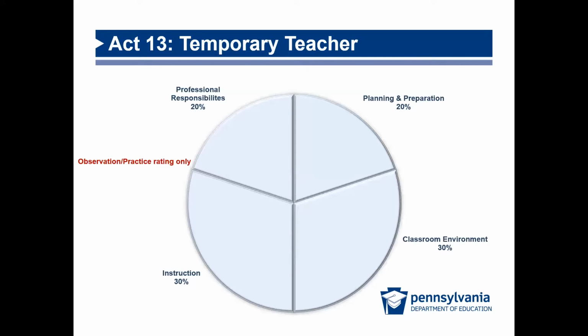With Act 13, we have 100% observation and practice. You'll notice the absence of building level score, LEA selected measures, and also teacher specific data. Regardless of their assignment, if they are a TPE, this is their evaluation. To help us really understand this, our next slide is going to offer some scenarios. We'll give you time to think through the scenarios and then ask you to place your answers in the chat.